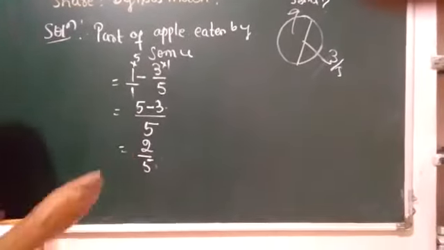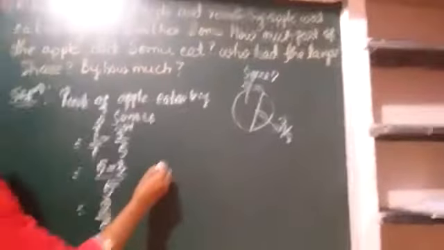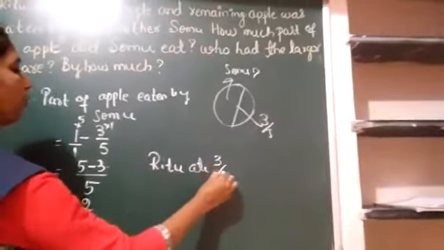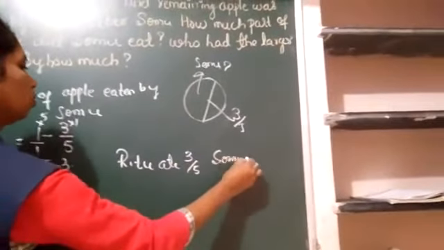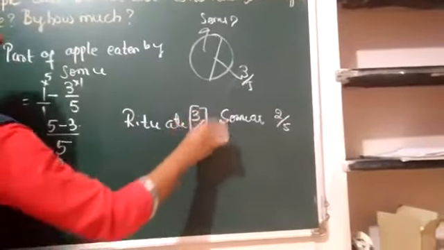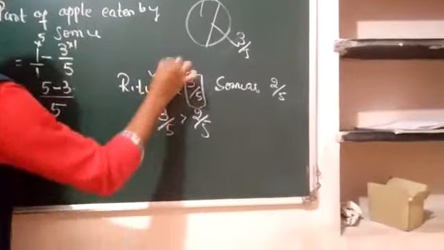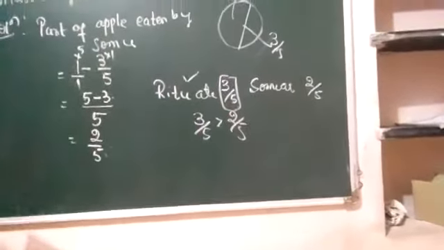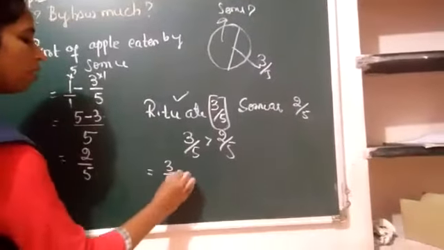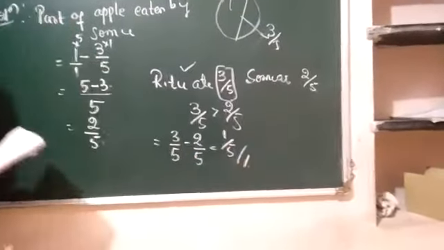Now, Ritu ate how much? Ritu ate 3 by 5. Somu ate 2 by 5. Which one is bigger here? 3 by 5 is bigger, means 3 by 5 is greater than 2 by 5. Who ate more? Ritu ate more. By how much? How to take it? 3 by 5 minus 2 by 5. So she ate 1 by 5 part more.